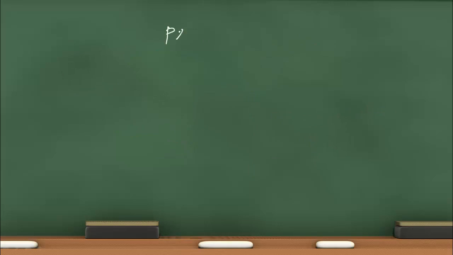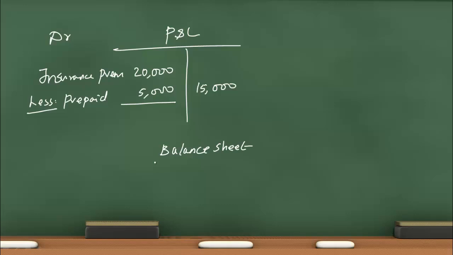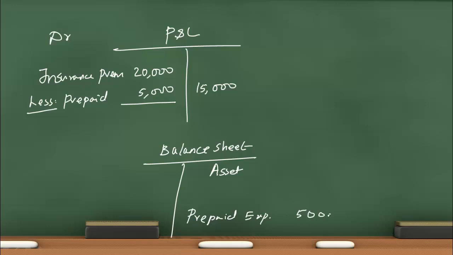We'll prepare a P&L. In P&L it will be shown insurance premium will be 20,000. We'll write less prepaid. And what is a prepaid amount? Prepaid is 5,000. So we'll show only 15,000 on the debit side of the P&L account. And the other effect will be on the balance sheet. In balance sheet it will be shown on the asset side. It is shown on the asset side as prepaid expense. What is the prepaid amount? It is only 5,000. So we'll show only 5,000.